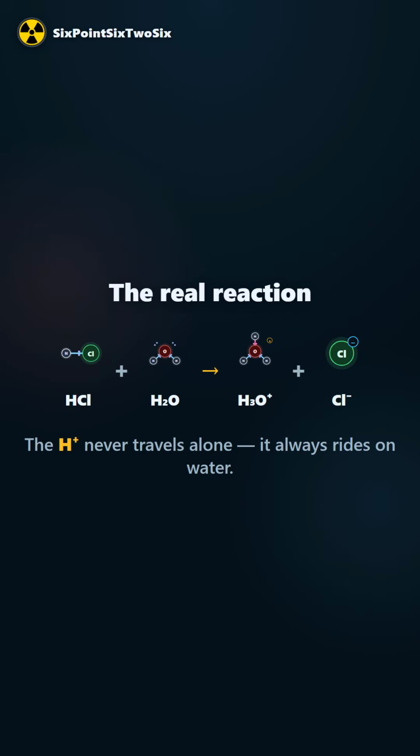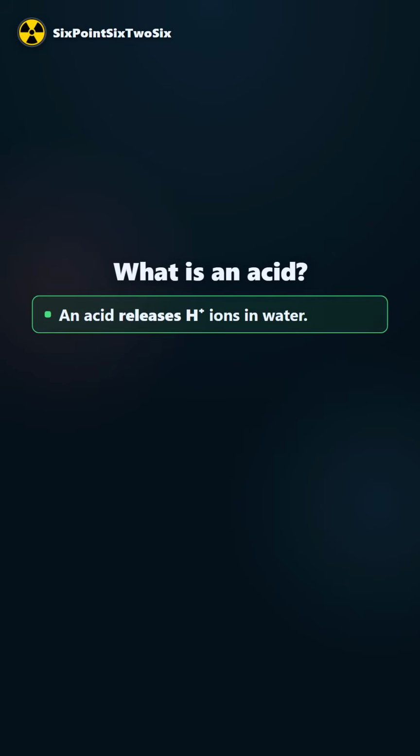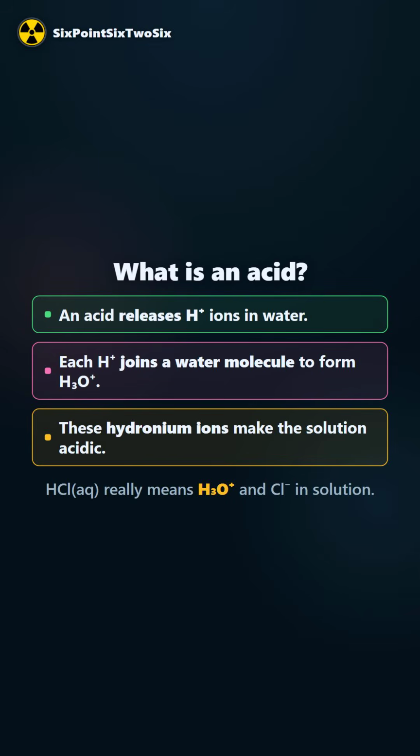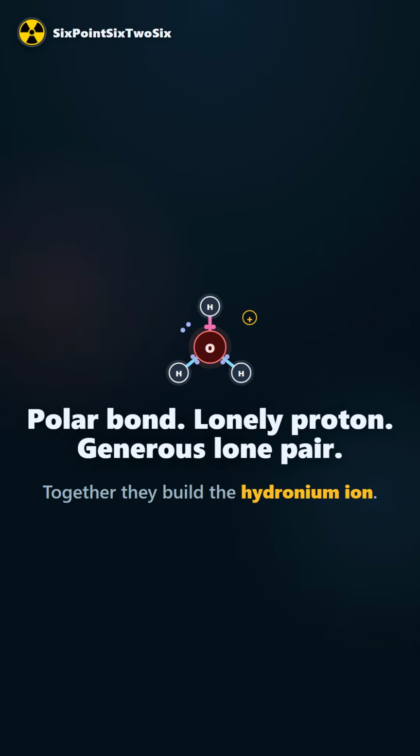The H+ never travels alone. This is the modern idea of an acid. It releases hydrogen ions in water, which instantly join water molecules to form hydronium ions. Those make the solution acidic. A polar bond, a lonely proton, and a generous lone pair. Together they build the hydronium ion.